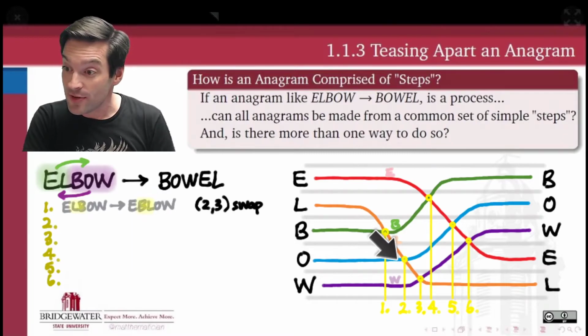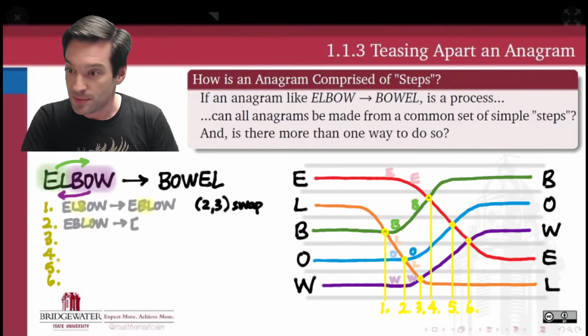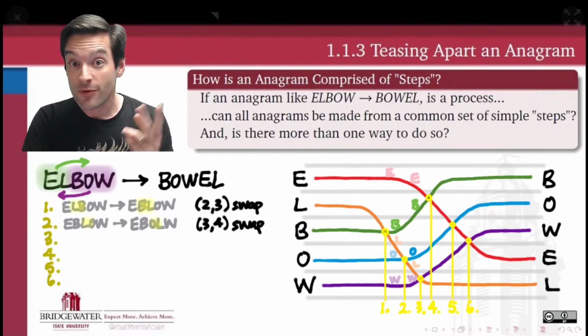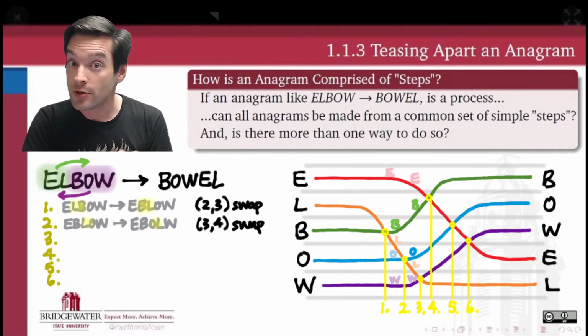So what's happening at this crossing is that the third and the fourth positions are swapping, and eblo turns into eboLW, however you pronounce that. But it's a 3-4 swap. It's a transposition of the third and fourth position. That's the 2 cycle that's happening here.